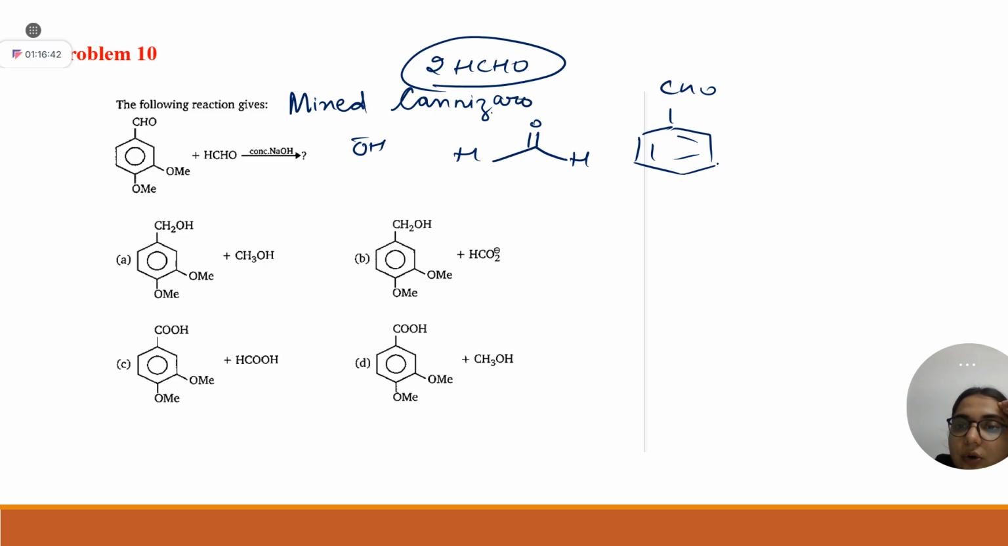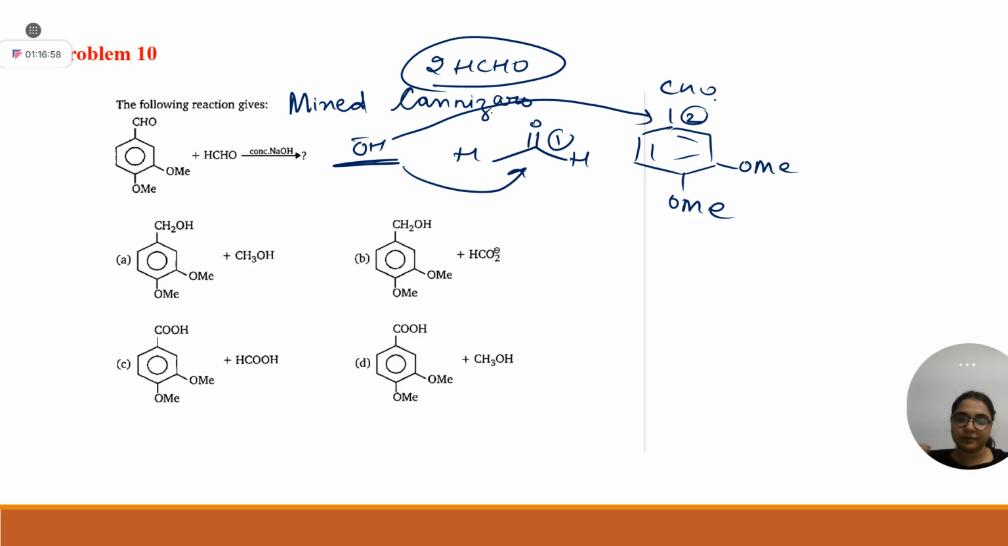CHO, OMe, OMe. Now tell me, students, where will this OH negative attack? Onto this or onto this? Aldehyde 1 or aldehyde 2? If 1, why? If 2, why? Very good. Ma'am, in one. Okay, she's saying 1. Boys, what is your take on this? Ma'am, one actually. Why are you all saying 1? Because carbon number 1 is more electrophilic.